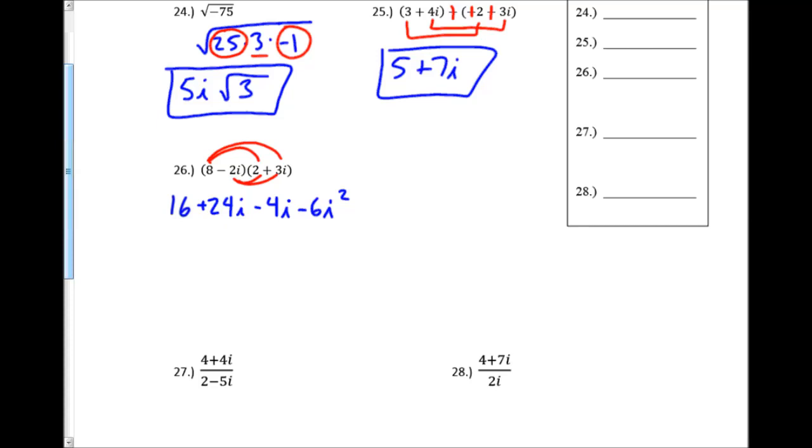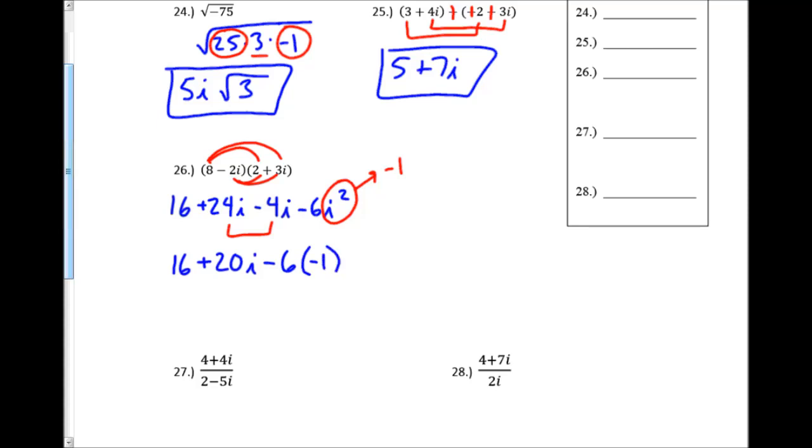The only difference now is I have to remember that i is actually a number, and that i squared is actually a negative 1. So I'll break this down in a couple different steps. Let me combine like terms. So I've got 16. That's going to be plus 20i minus 6. But i squared is actually a negative 1, so plug a negative 1 in its place.